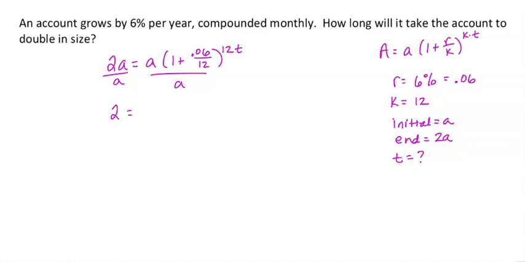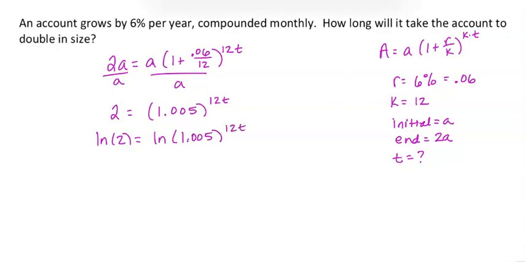is equal to, if you put in your calculator 1 plus 0.06 divided by 12, we find that's the exact decimal 1.005 to the power of 12t. The variable that we're trying to solve for is in the exponent, so to solve this exponential equation, I'm going to introduce a log on both sides. So I'm going to go ahead and use the natural log of the left-hand side and the natural log on the right-hand side.